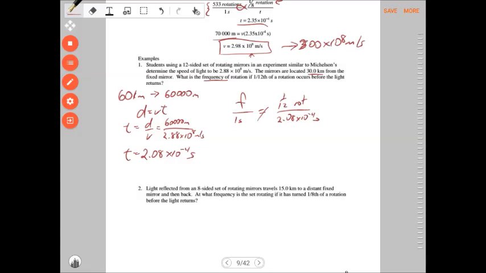Okay, and again, we cross multiply and divide. So 1 times 1/12 divided by 2.08 times 10 to the negative 4, and that works out to 400 rotations in 1 second. Per second, well, of course, rotations per second, that's what a hertz is. So this is 400 hertz.